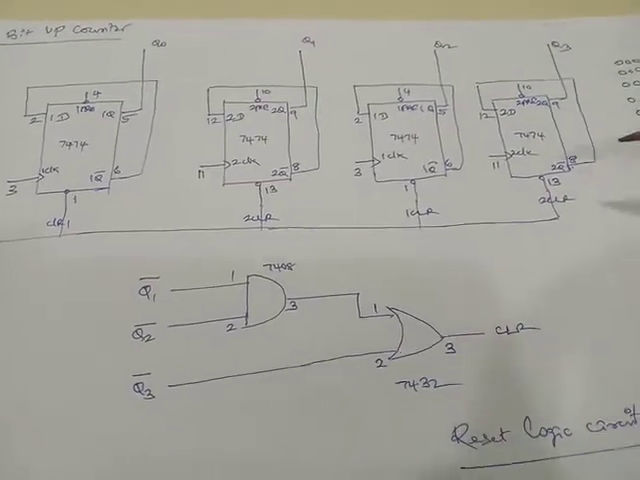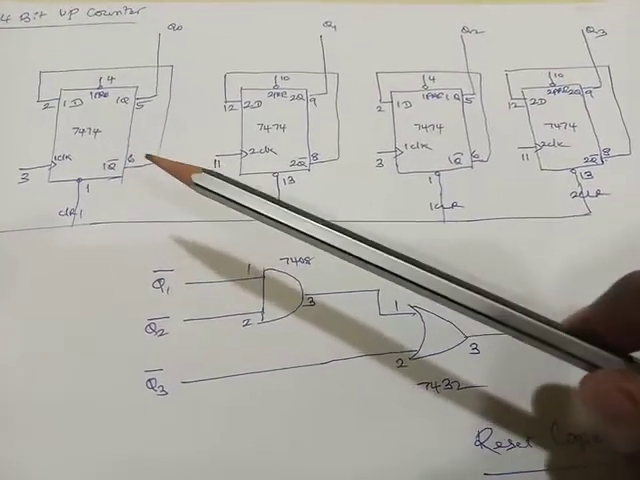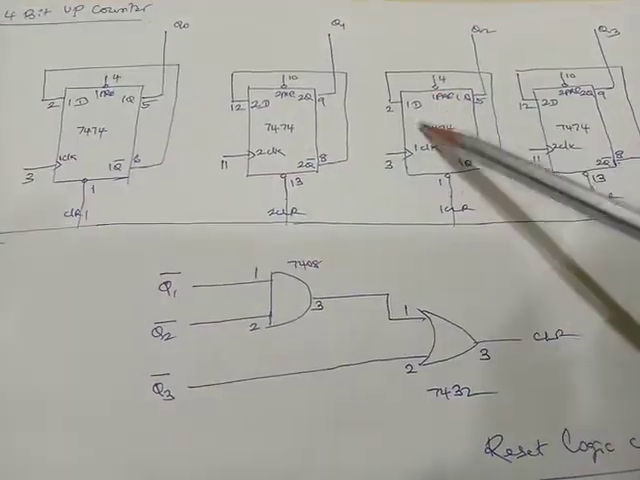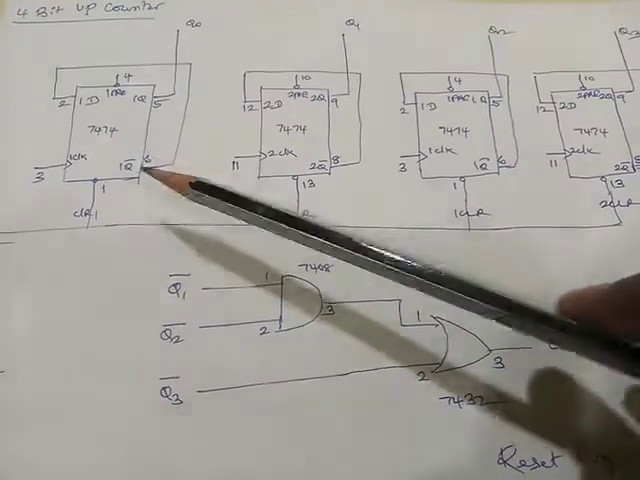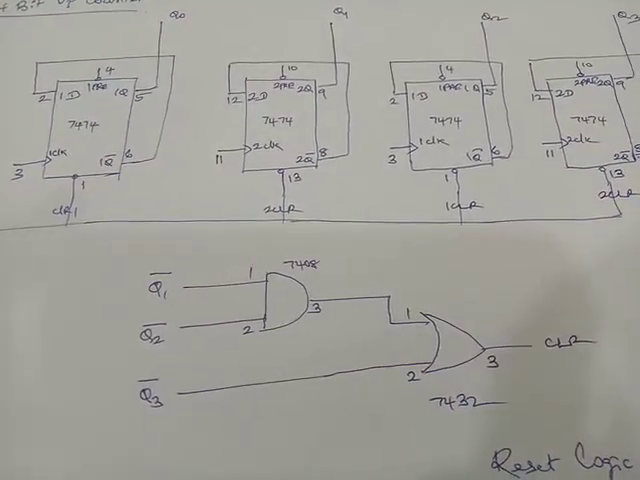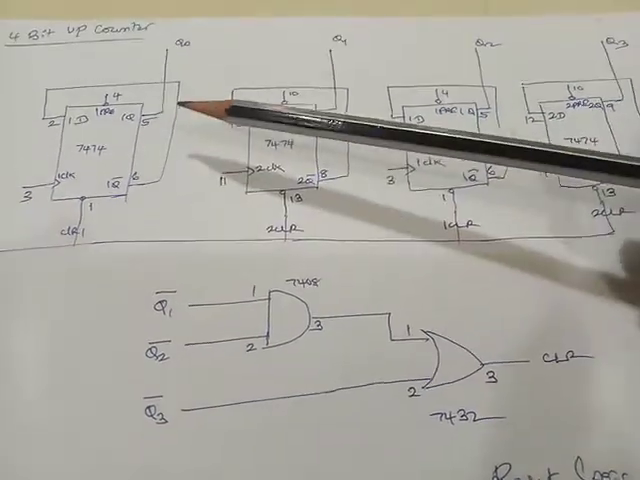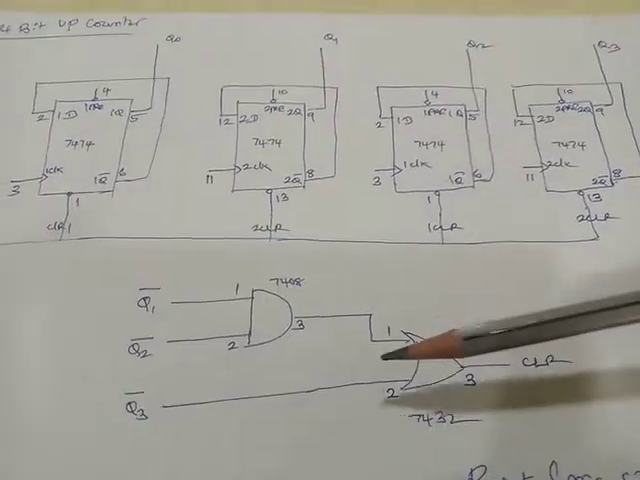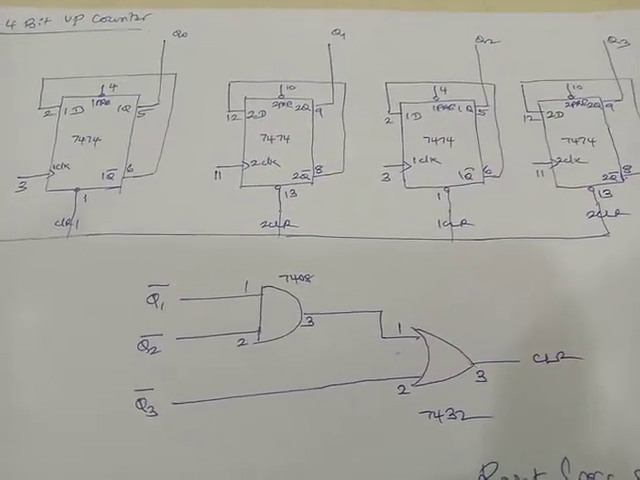What we have to do is make a small modification in the 4-bit up counter. As per this circuit, we are using two 7474 ICs. Each IC has two D flip-flops. Pins 4 and 10 are preset, pins 1 and 13 are clear, and pins 3 and 11 are the clock pulse. This circuit I am going to add to make the same circuit work as a mod 10 counter.